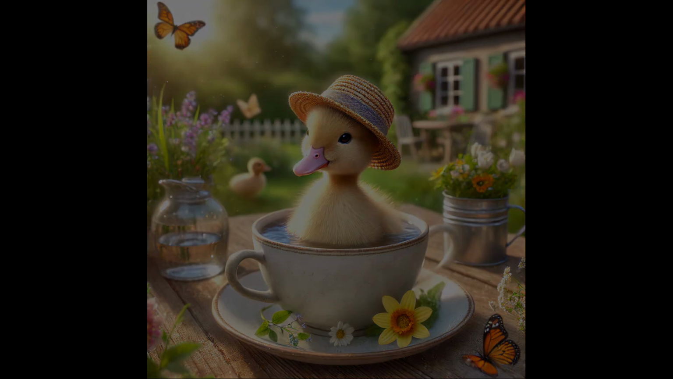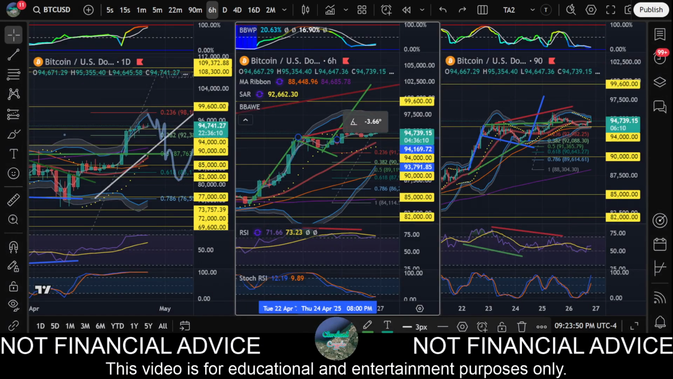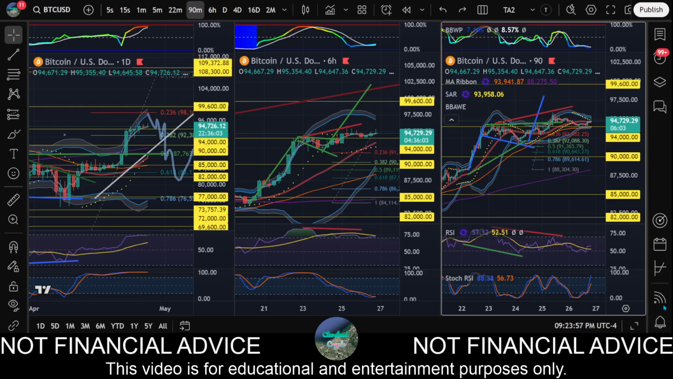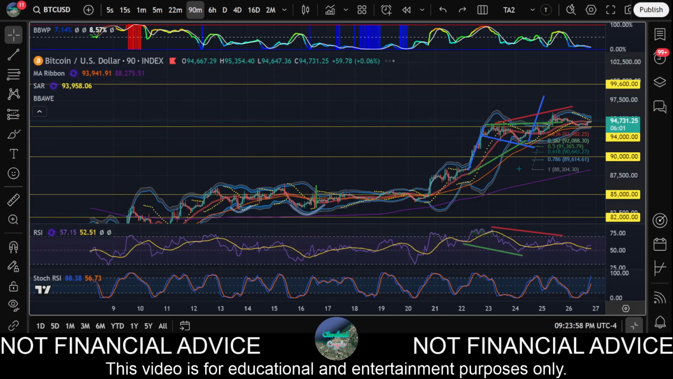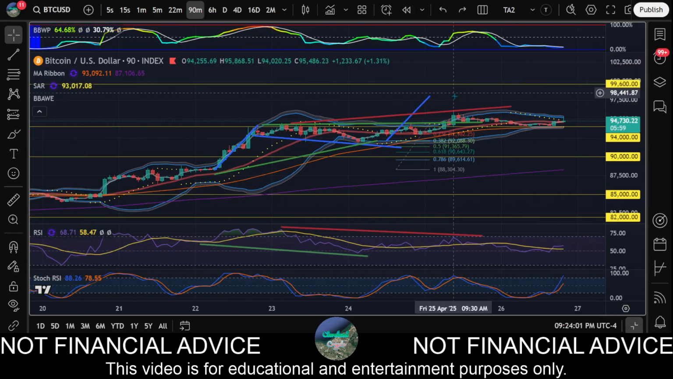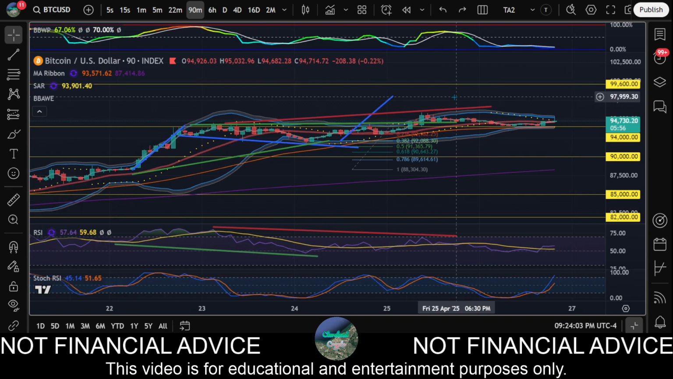All right, let's dive into these charts. Since yesterday, we haven't really seen much change. It's just been sideways movement, which is honestly a good thing. Let's start here on the 90-minute chart as we normally do.